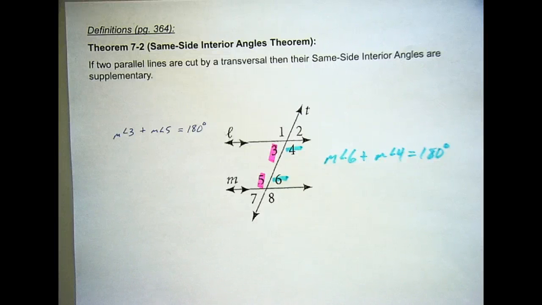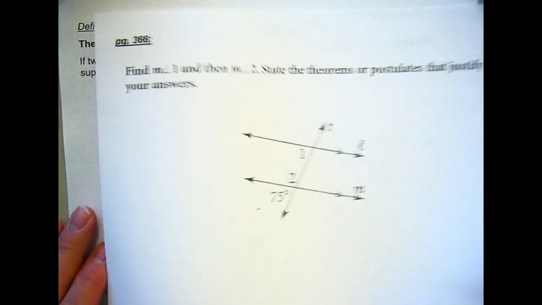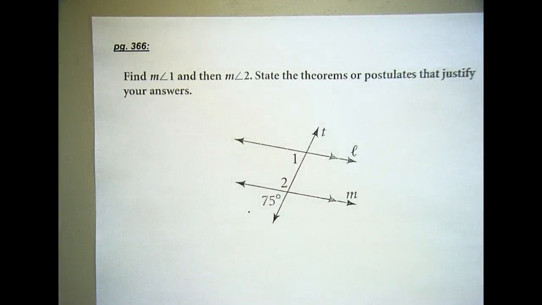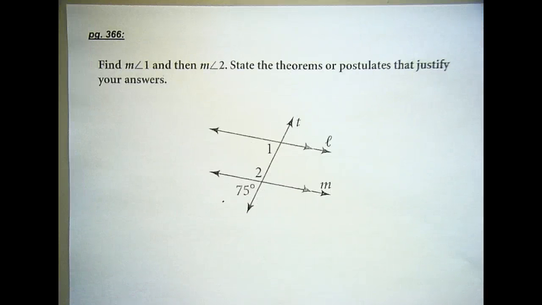Okay. Let's see how we do on these. Find the measure of angle 1 and measure of angle 2 and state the theorems or postulates that justify your answers. Work with your groupie there.